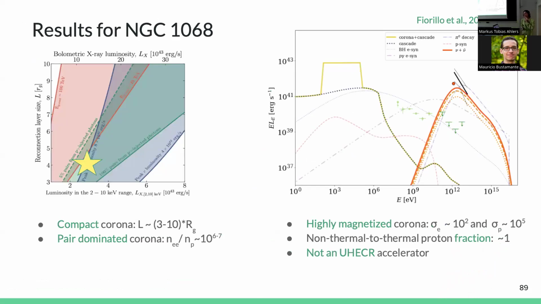And here, if you plug in the result, if you try to make the calculation for the neutrino spectrum for NGC 1068, the results are the orange spectra that you can see here, which are in, let's say, the correct energy range, and roughly correct in the scale of luminosity. And again, we can infer some of the properties of the corona.